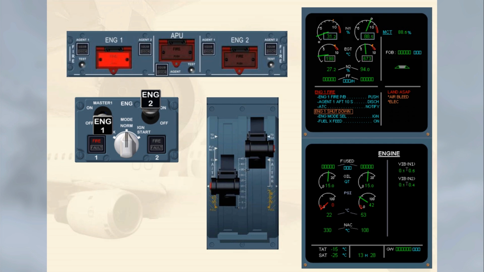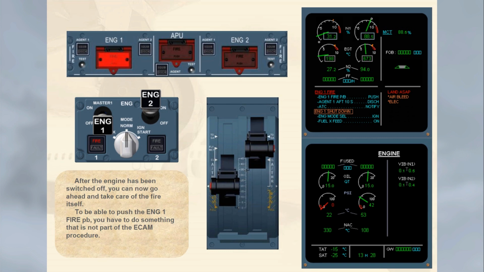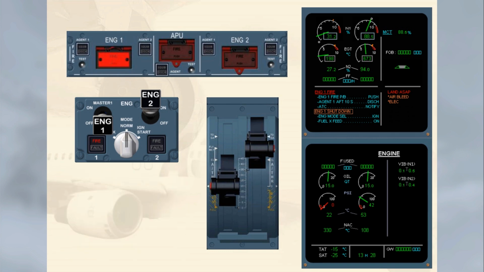To be able to push the Engine 1 Fire push button, you have to do something that is not part of the ECAM procedure. Lift the Engine 1 Fire push button guard. Push the Engine 1 Fire push button switch.